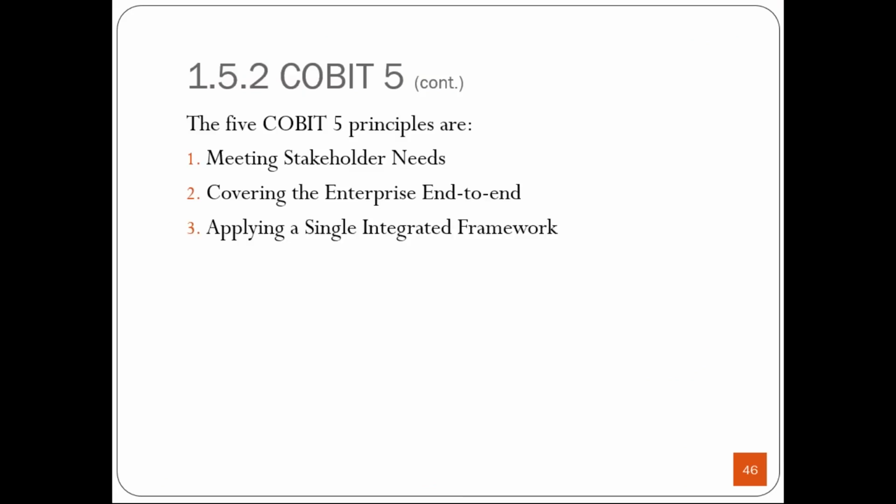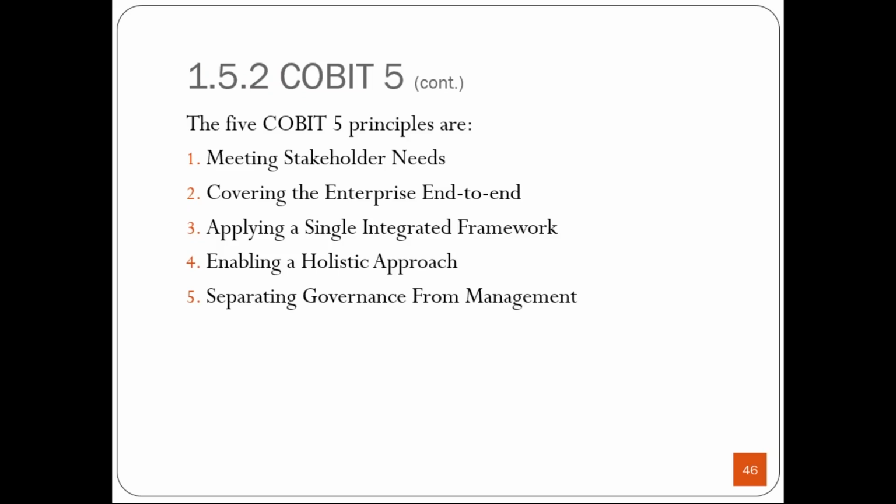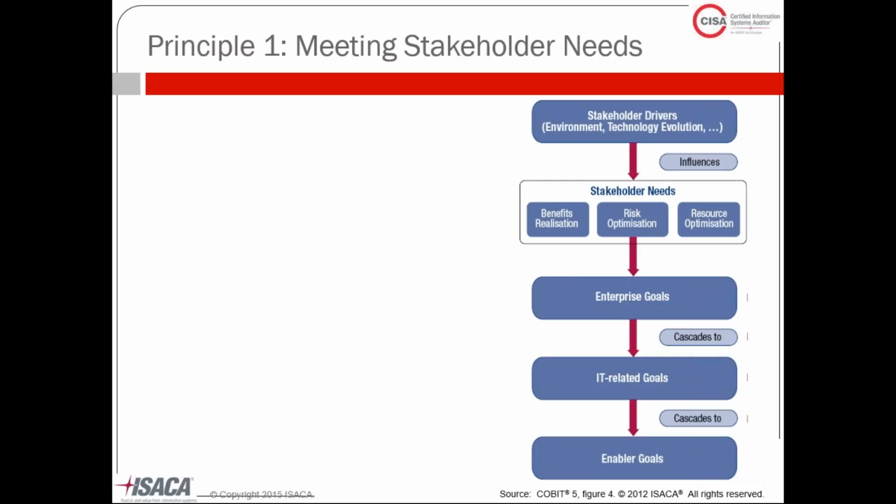Applying a single integrated framework. Having one framework, one GAAP equivalent, that's what COBIT 5 is, for IT controls. So we don't have mushing and mixing of different things. And enabling a holistic approach, an approach that looks at it end-to-end, every single component. Another big player with COBIT 5 is separating governance from management. I'll explain these more here in a second.